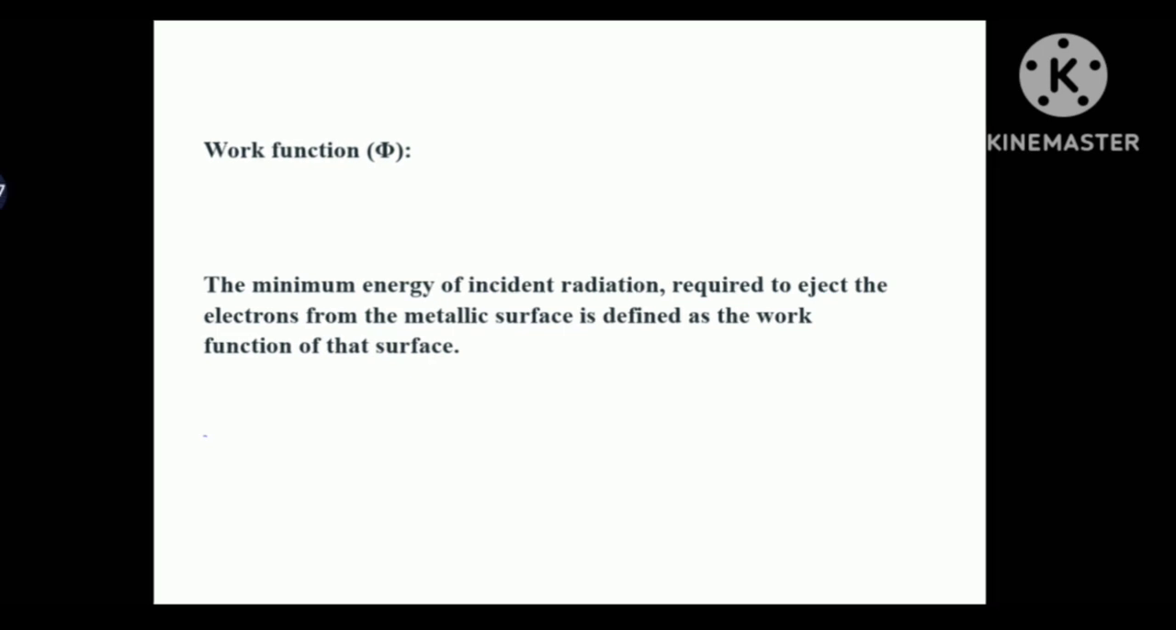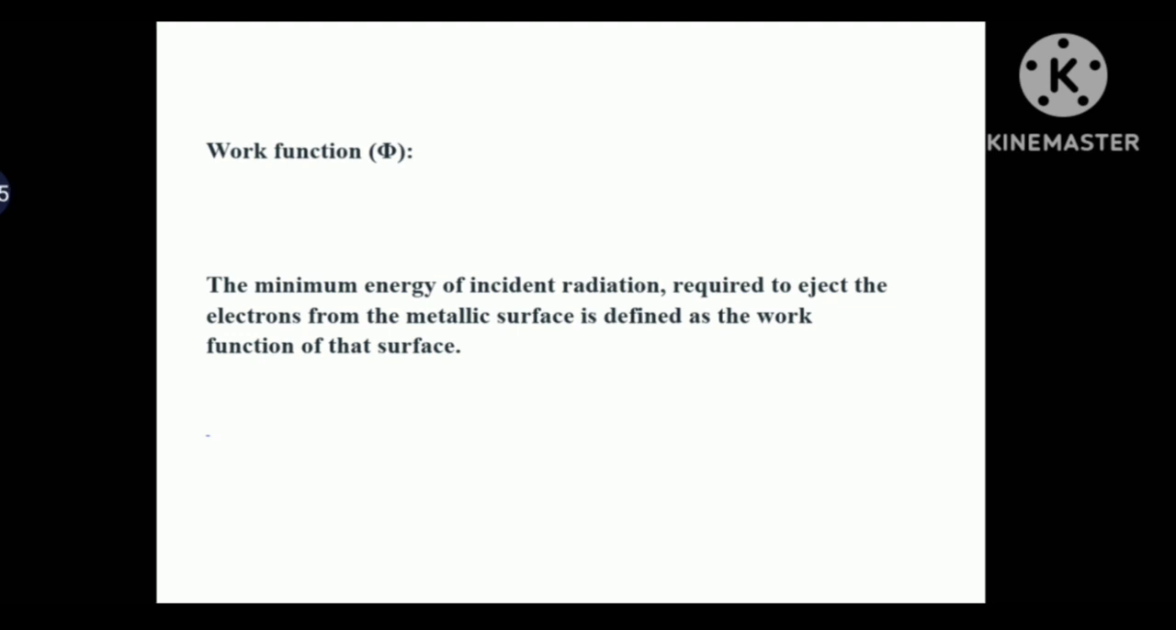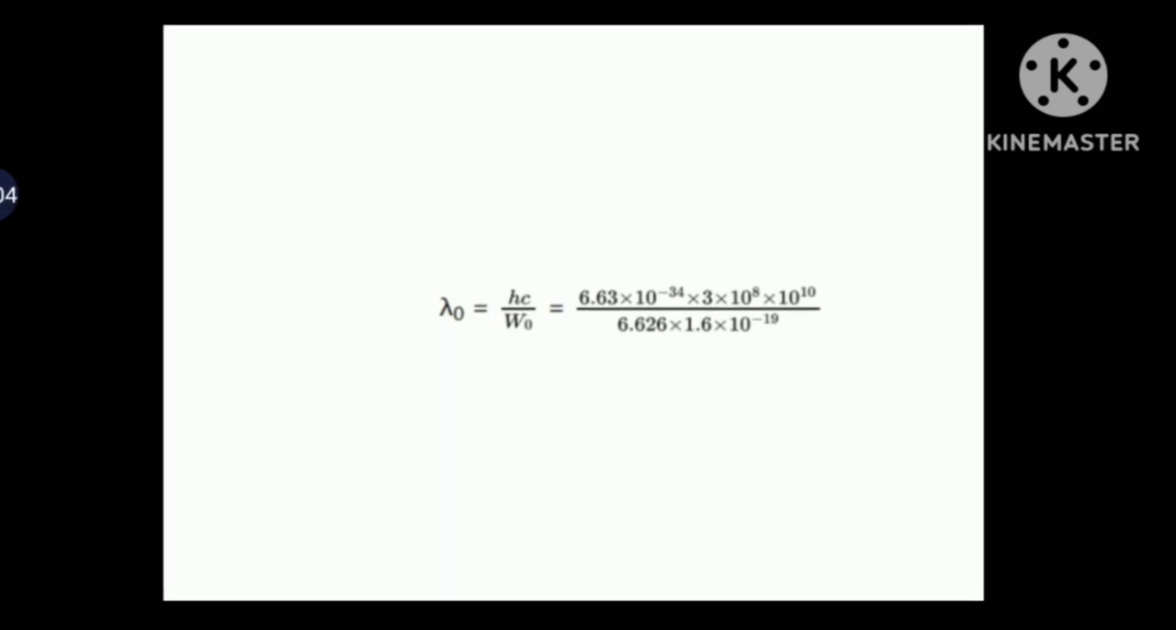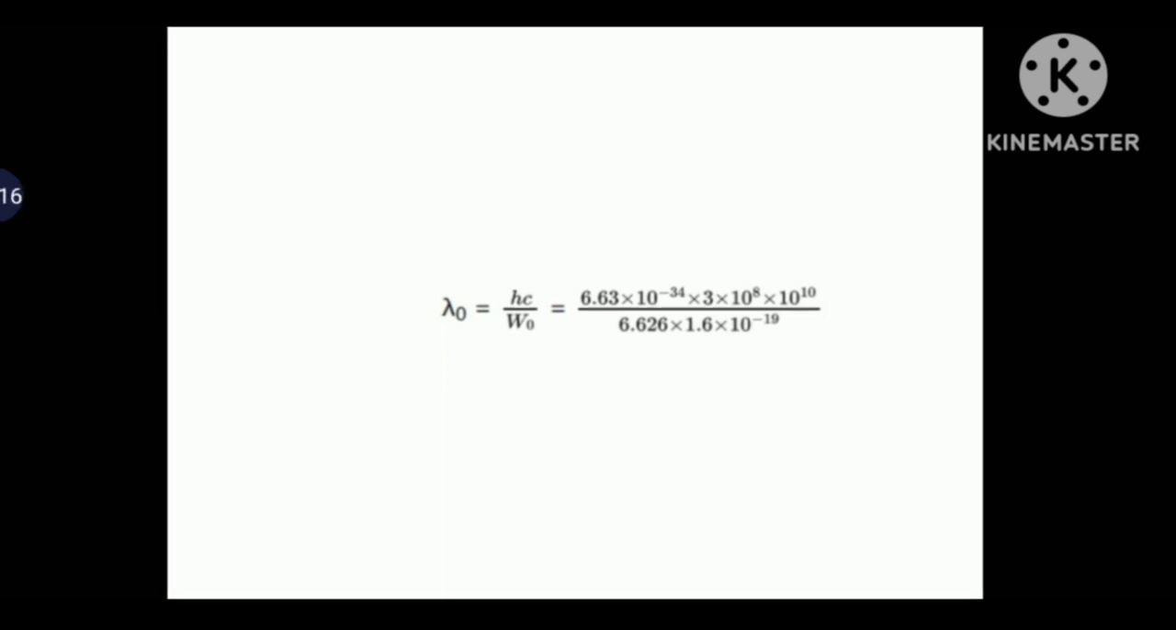We know that the minimum energy of incident radiation which is required to eject the electrons from the metal surface is defined as the work function of that surface. Threshold wavelength is equal to hc upon W naught. Here h is Planck's constant, c is velocity of light, and W naught is work function. When we substitute the values in this expression, we obtain 1875 Angstrom unit. Hence, the correct answer is option B, 1875 Angstrom unit.